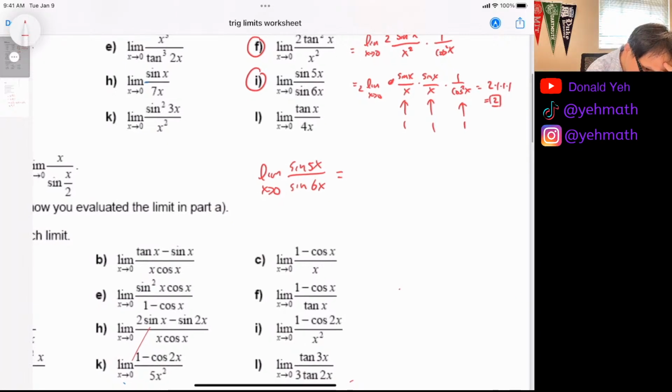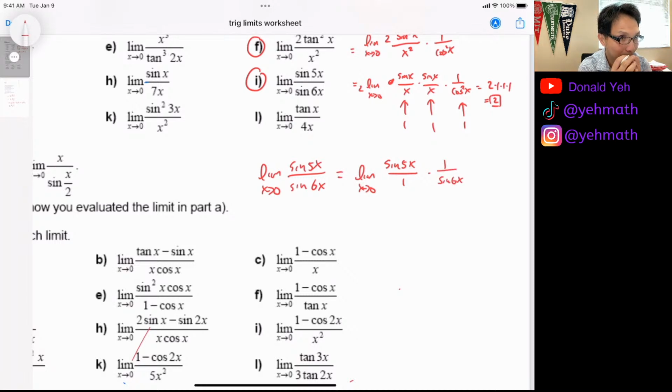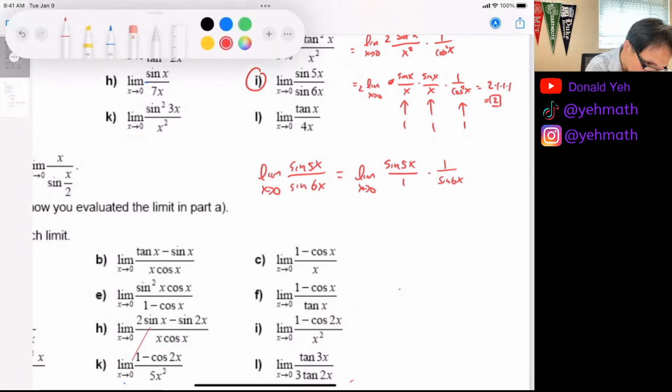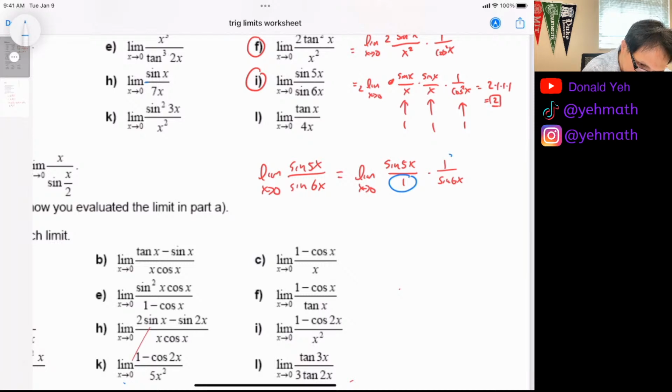So can I write this as the limit as x approaches 0 of sine of 5x over 1 times 1 over sine of 6x? Can I just split it up like this? What do I need here, and what do I need here?